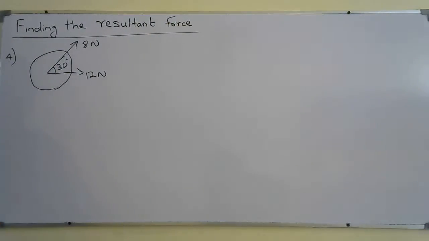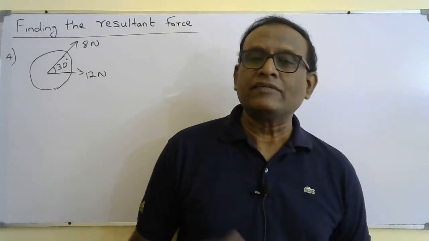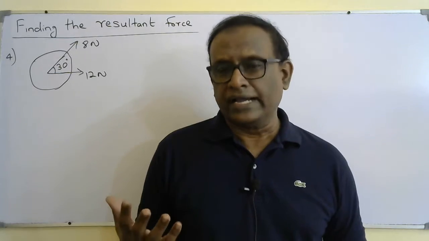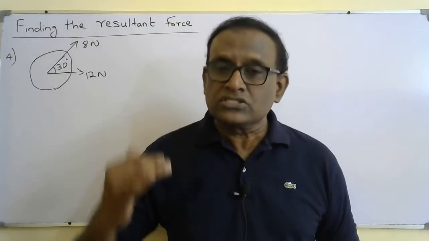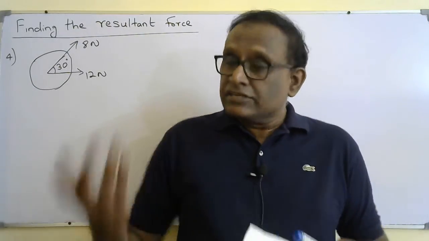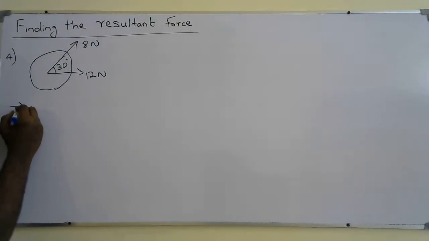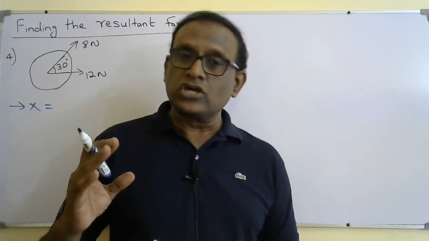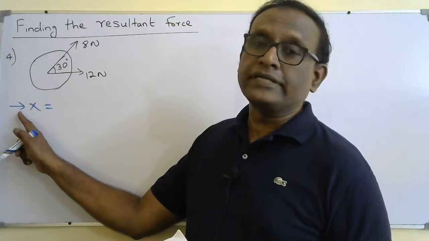We'll come to that point, but first we'll resolve all the given forces into the horizontal direction. When you are resolving all the given forces into the horizontal direction to find the total horizontal component, define one of the directions, either left or right, as positive. Say, for example, I will take towards the right as positive. I will take x to mean the total horizontal component, and anything towards the right I am going to take as positive.